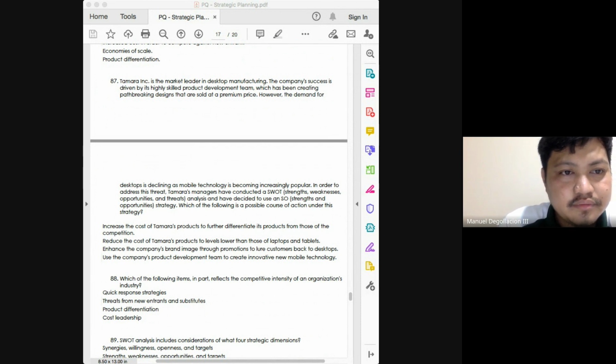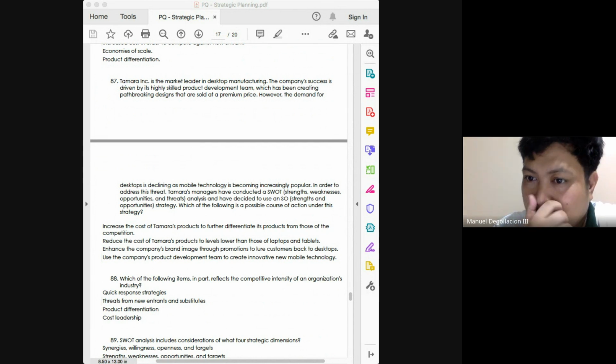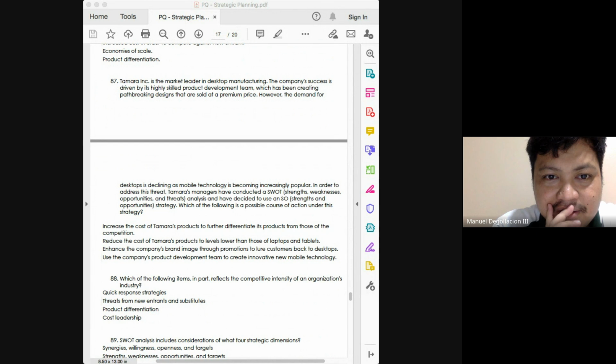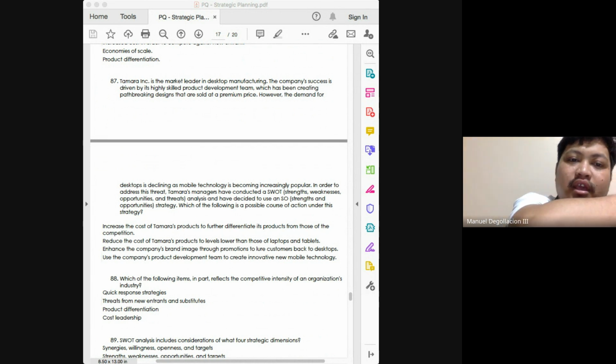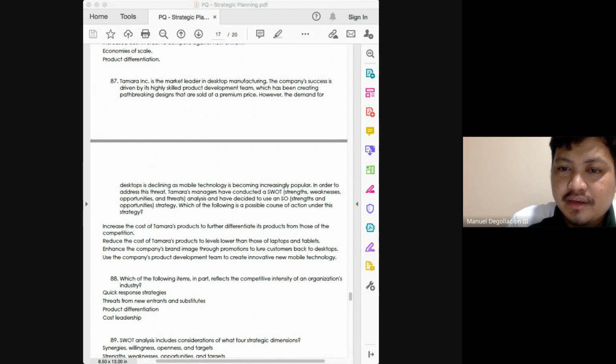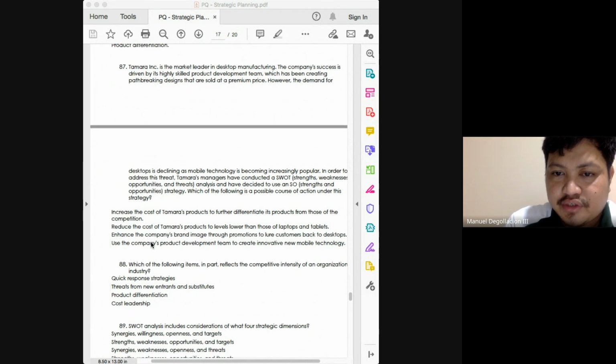So the answer here would be the fourth choice, which is to use the company's product development team to create innovative new mobile technology. Okay, since the problem tells us that the company's success is driven by its highly skilled product development team, this is the strength of the company, and by creating new mobile technology, they would be able to create an opportunity for the company. So the best answer here would be the fourth choice.